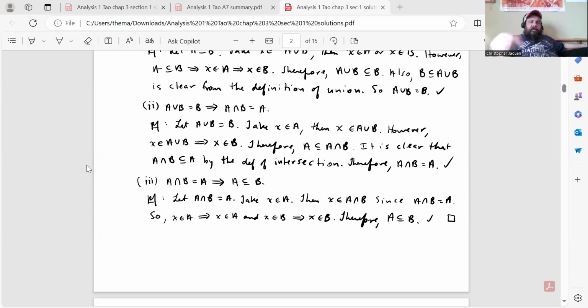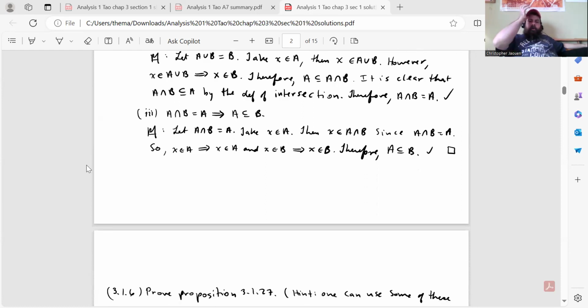Okay, and then part three: A intersect B equals A implies A subset of B. So let A intersect B equal A. Take X an element of A. Since A intersect B equals A by our hypothesis, X has to be an element of A intersect B. So X is an element of A and X is an element of B, which implies X is an element of B. Therefore, A is a subset of B.